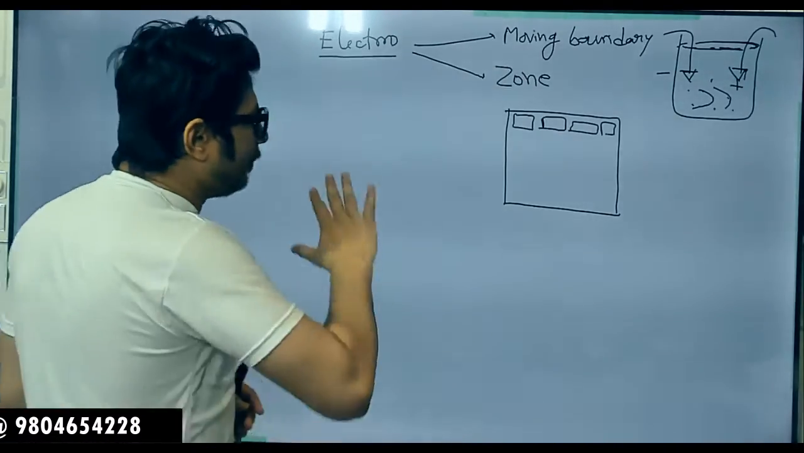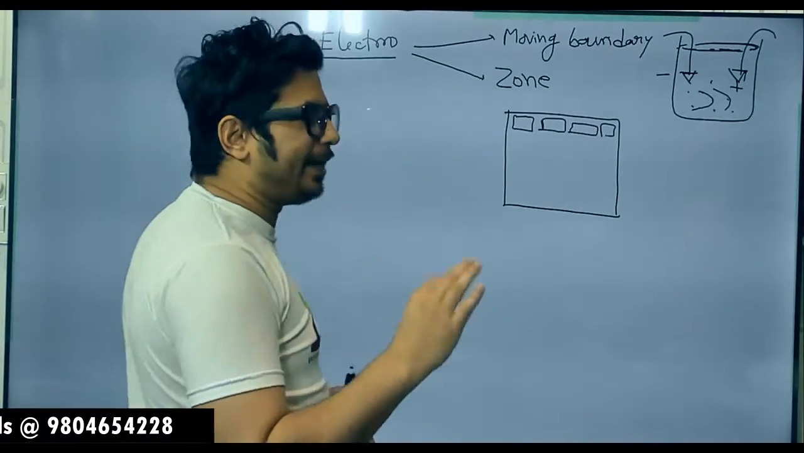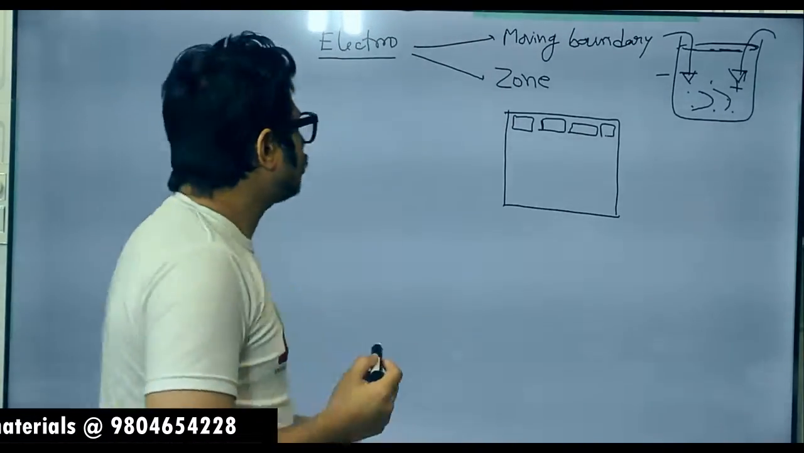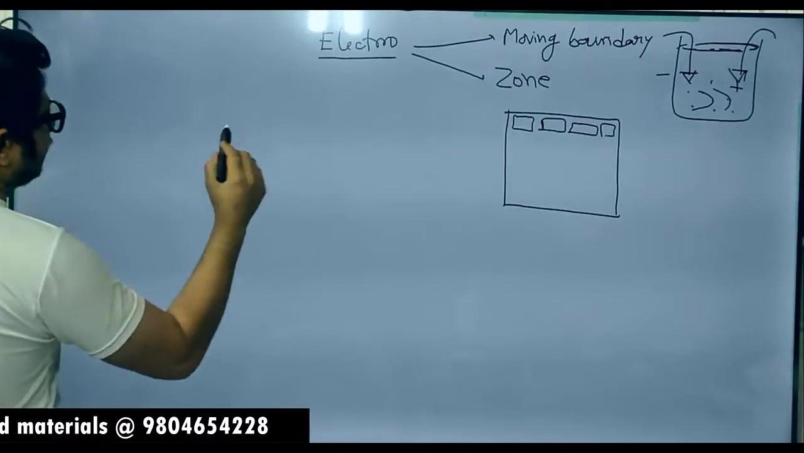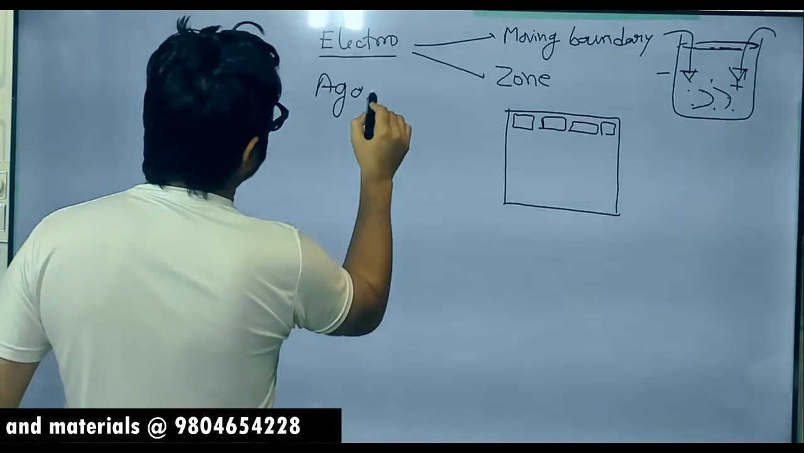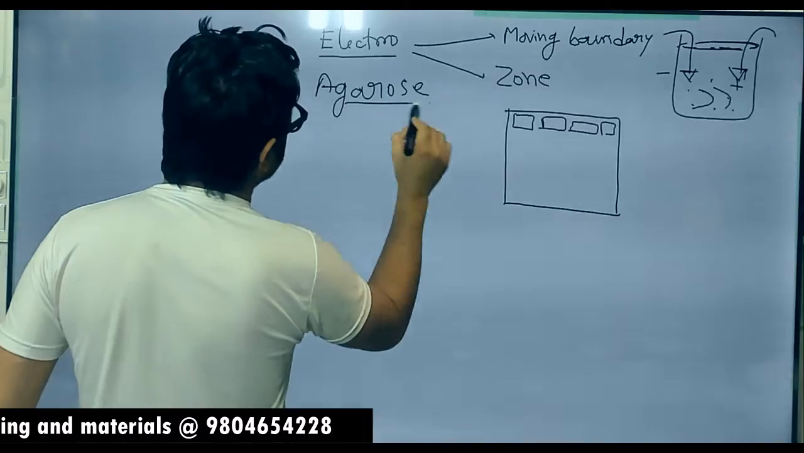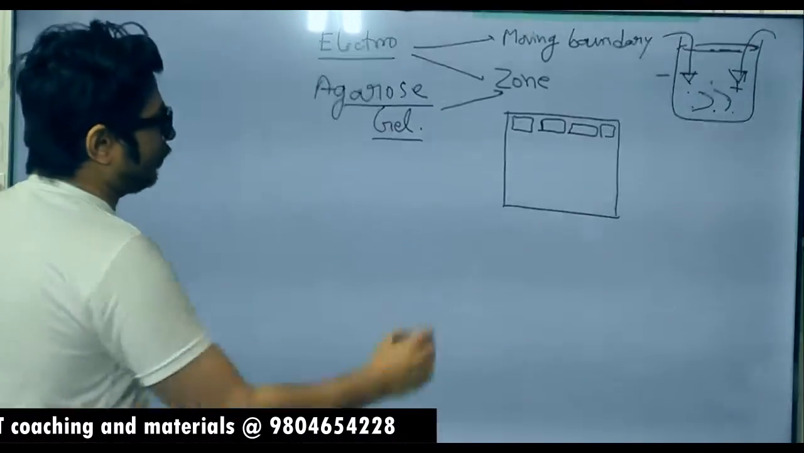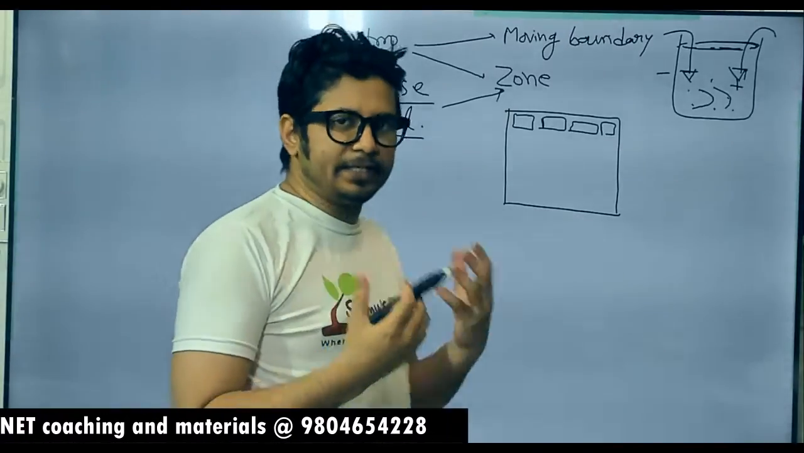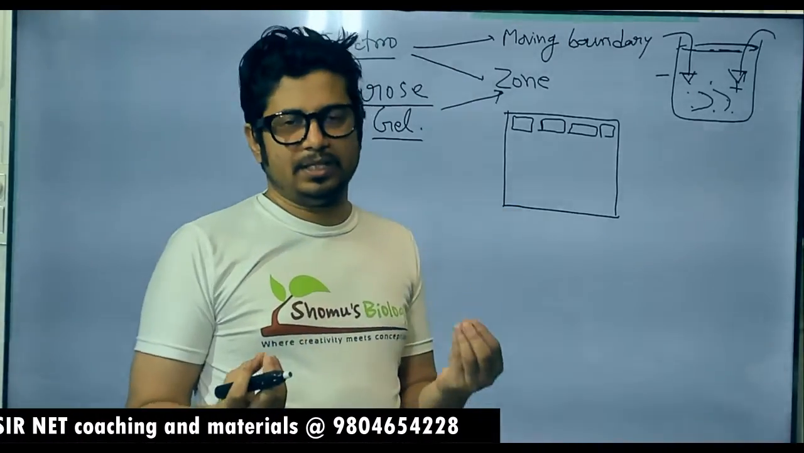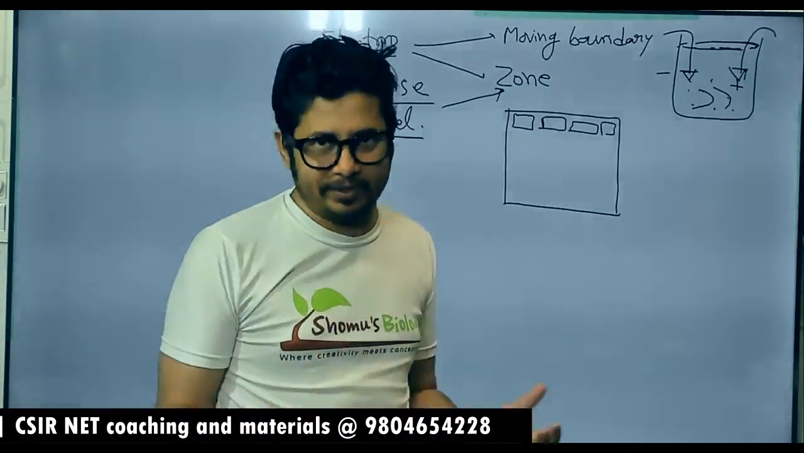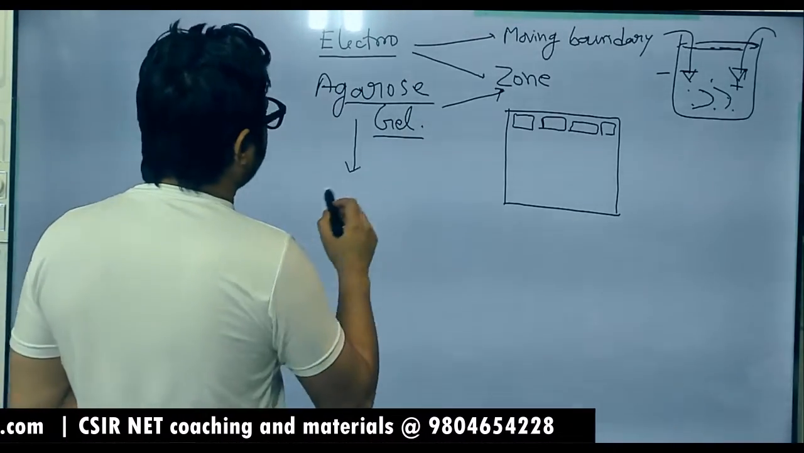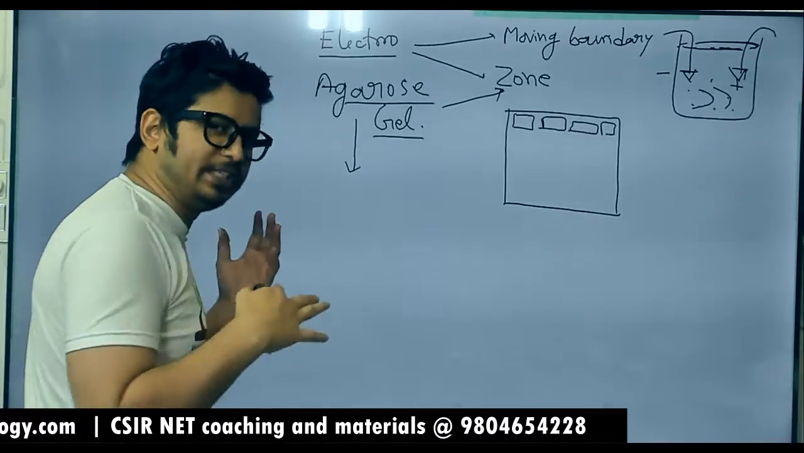Now once you are clear about the basic idea of electrophoresis, it's time for us to discuss agarose gel electrophoresis. As I told you earlier, we'll be discussing agarose gel electrophoresis. So agarose gel electrophoresis is a type of zone gel electrophoresis method where it utilizes agarose to create the solid matrix. Okay, and what is agarose? Agarose is basically derived from seaweed.